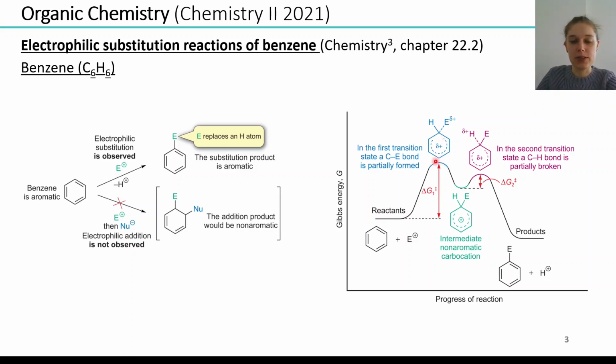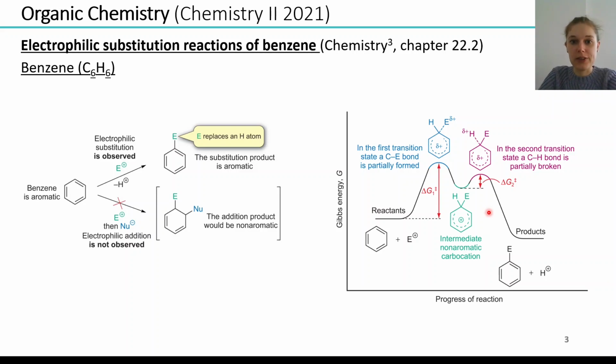Then we go from the first transition state into the intermediate, which is a non-aromatic carbocation. Here you can see that the new carbon-electrophile bond is already formed. That means we now have to draw the positive charge inside the molecule. Now we have not only the pi electron density delocalized around this benzene ring, but also the positive charge. But be careful: on this carbon atom where we now have the electrophile attached, the pi electron density is not delocalized. That means you have to stop the dotted line before this carbon atom.